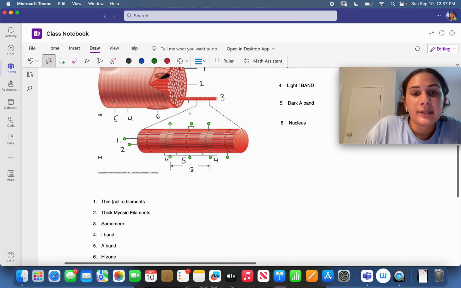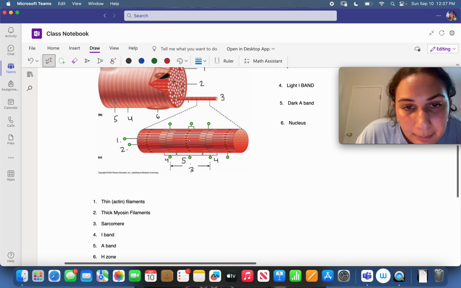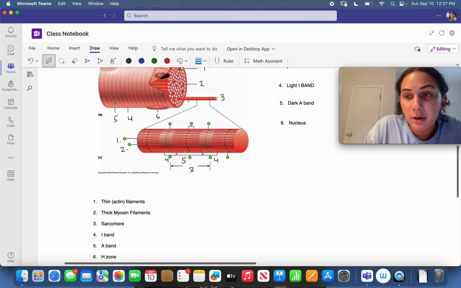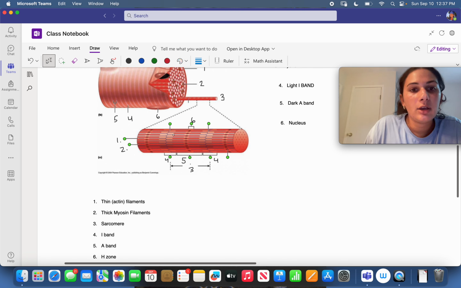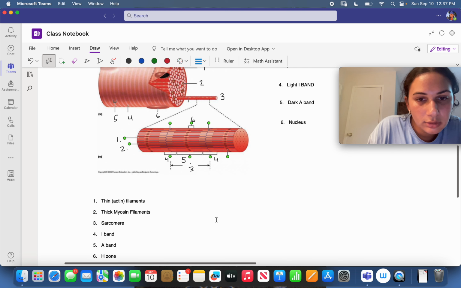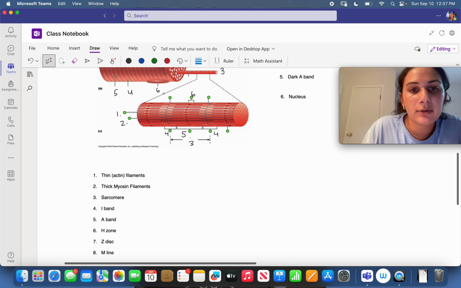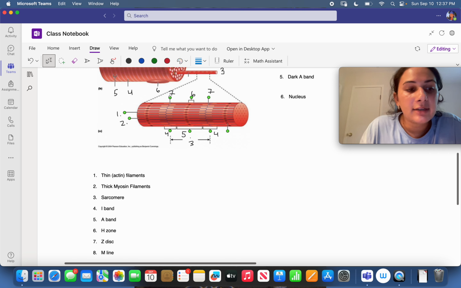The H zone is going to be just the thick myosin filaments. There's going to be no overlap of the actin with the myosin. It's just going to be the myosin. So that's going to be the H zone. And then over here, we're going to see the Z disc, which if you scroll down, you see that's number 7. The Z disc is at the end of the sarcomere, and it binds the filaments and really stabilizes that sarcomere. The distance between the Z discs is going to shorten when we're doing contraction.